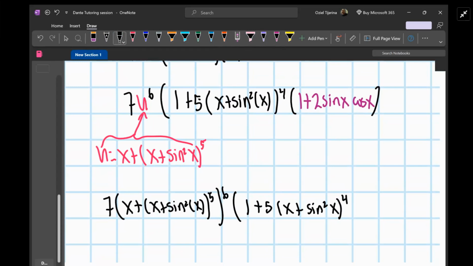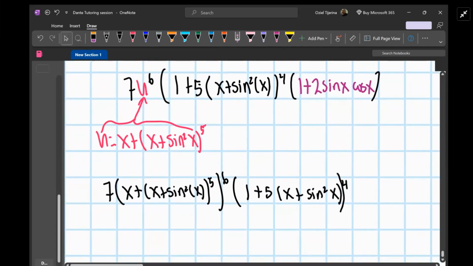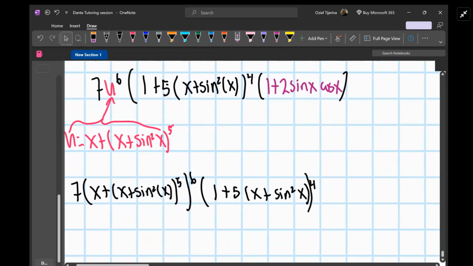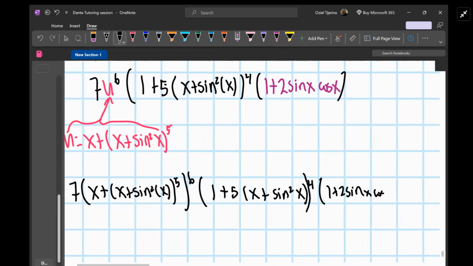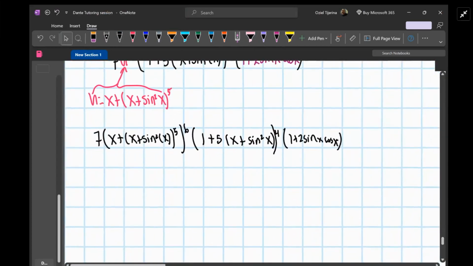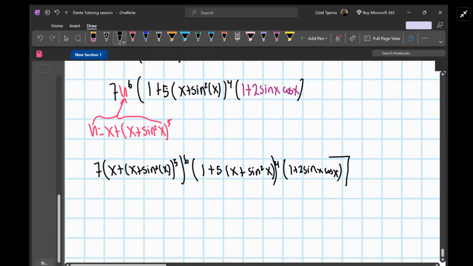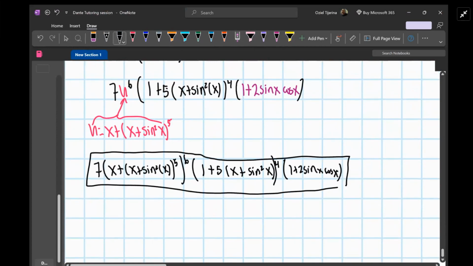And then times the quantity 1 plus 2 sine x cosine x. And I believe that is the final answer for this problem. I do apologize if it took me a good while, but I hope that's right. I'm pretty sure it is, but yeah, so that is how we do this problem.